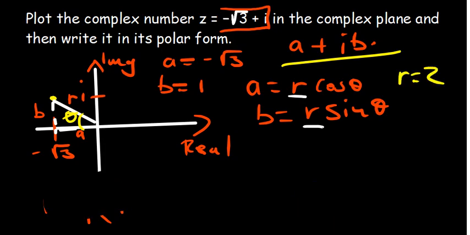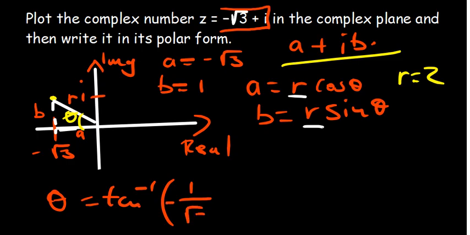We have to find the value of theta now. We said angle theta is going to be tan inverse of B over A. In this case, our B is 1 and our A is negative root of 3. Whenever it is negative, you can consider it to be positive. So 1 divided by root of 3 is a special angle that you may know. The angle there is 30. So our reference angle is 30 because we just considered the sign to be positive. But then in which quadrant is this complex number?